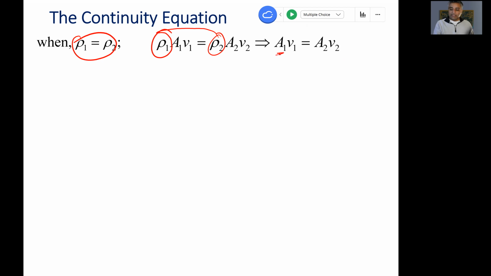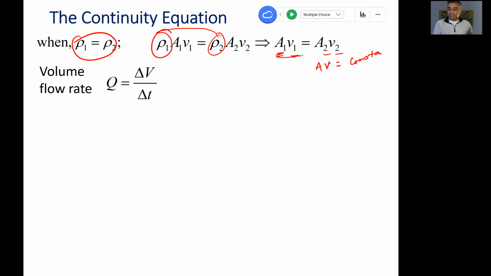When area is smaller, or even better if I write it like this, A times v is constant, okay? See, A1, v1, A2, v2. The product of A and v being constant means when one of these goes up, the other one comes down, and vice versa. That's what it means. Understand the meaning of this equation here, okay?